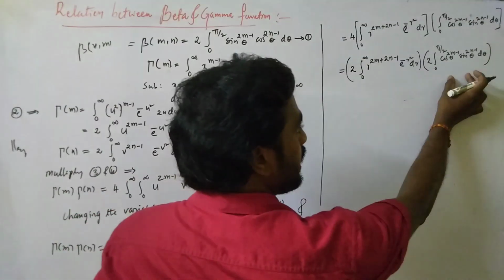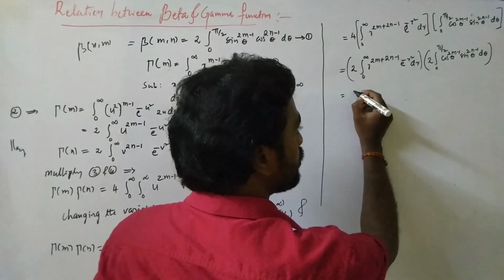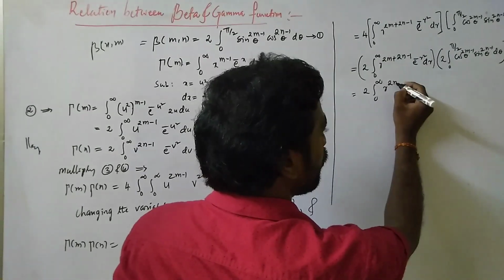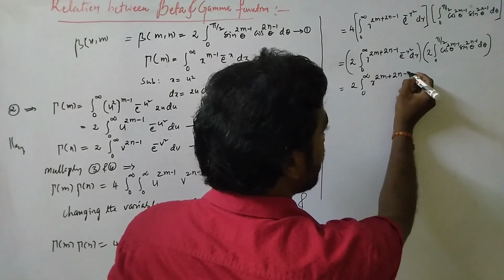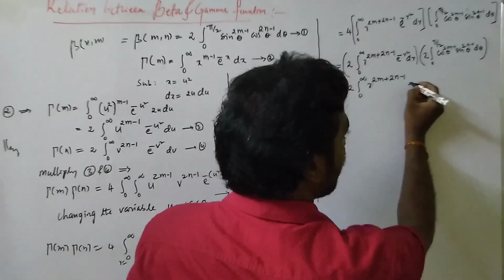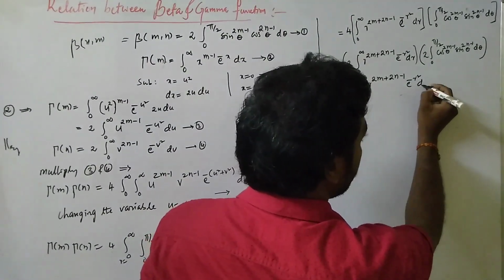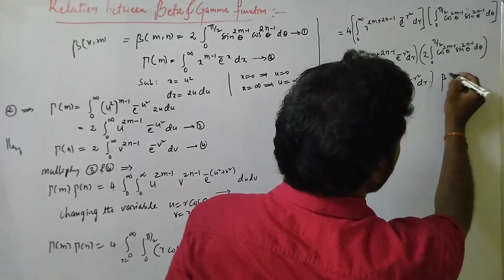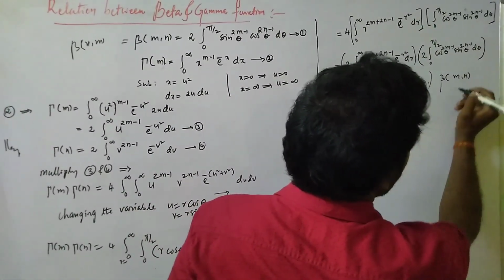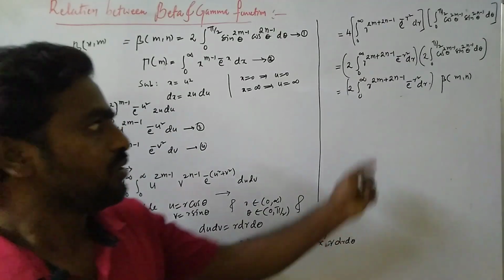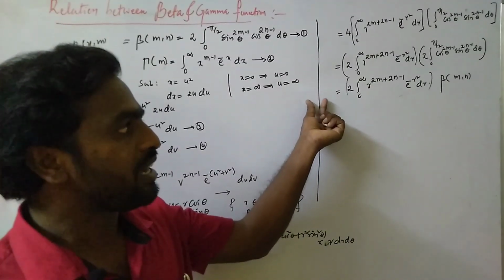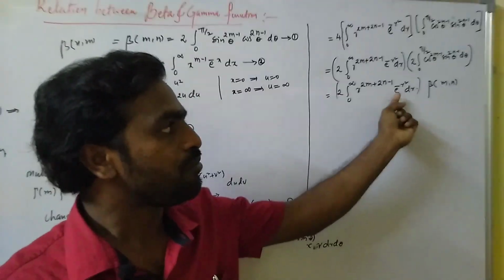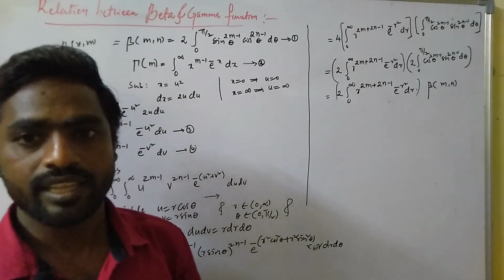We can write, the first term is 2 into integral 0 to infinity r to the power of 2m plus 2n minus 1, e to the power of minus r square dr, and the second term will be beta of m comma n. So the left side value is gamma m into gamma n. So you should modify this term so that you get the result in the gamma function.